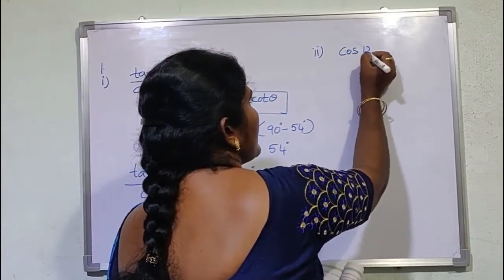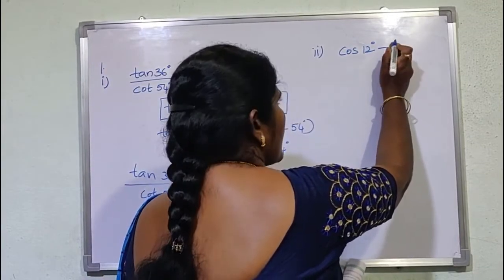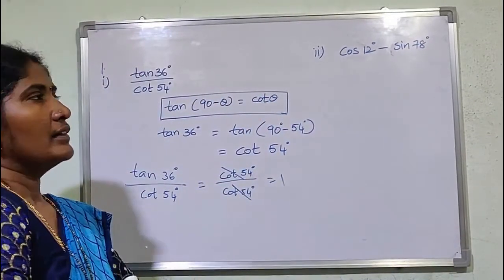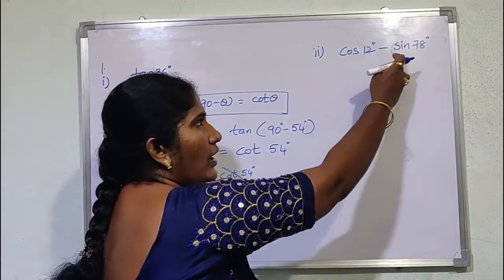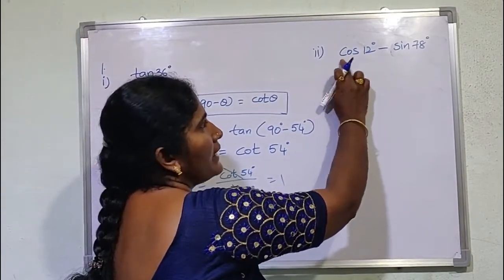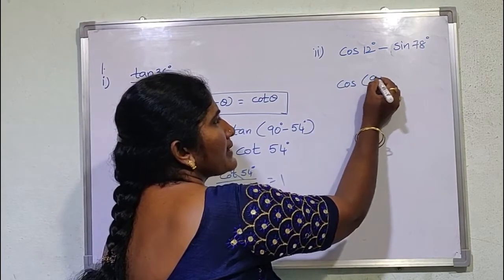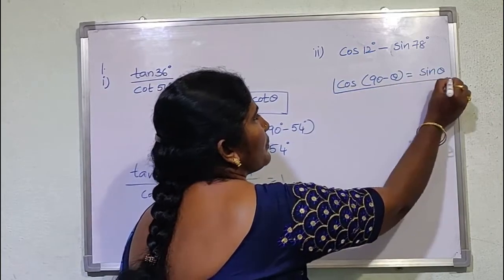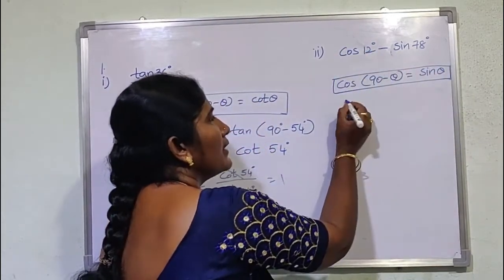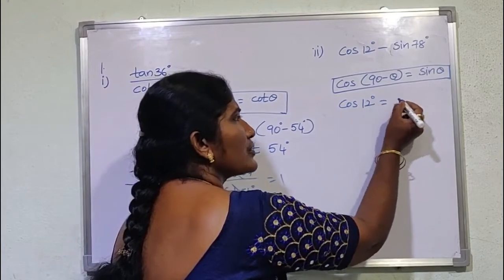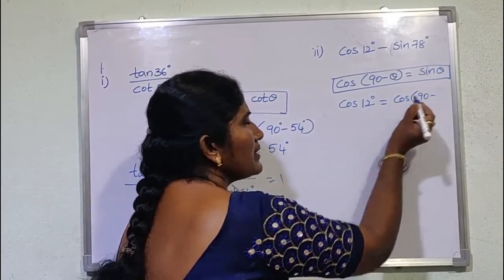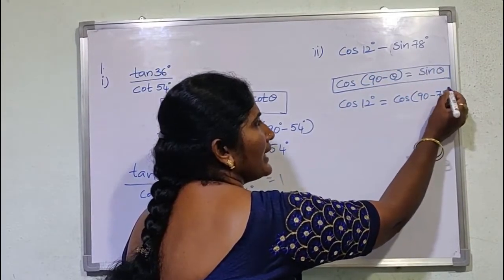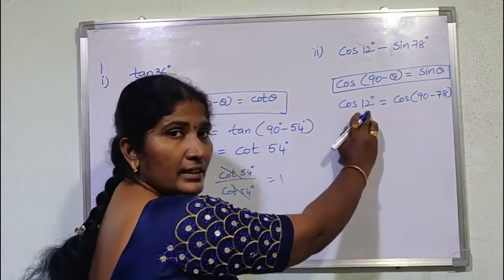Next, second question. Cos 12 degrees minus sin 78 degrees. Here also, any one. Change cos into sin or sin into cos. Now I am taking cos. What is the formula we know? Cos 90 minus theta is equal to sin theta. This is the formula. And here, cos 12 degrees. How can you write cos 12? Cos 90 minus, what we should subtract from 90 to get 12? It is clearly 78. 90 minus 78 is 12 degrees.